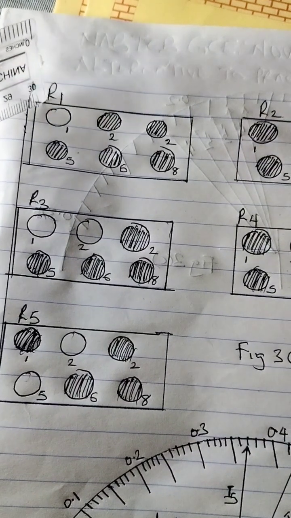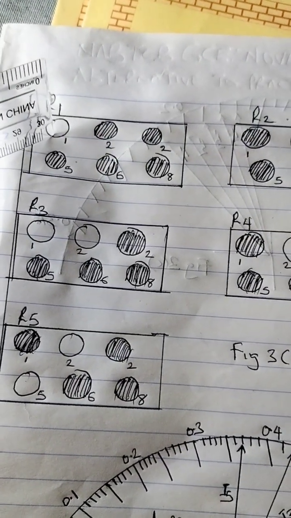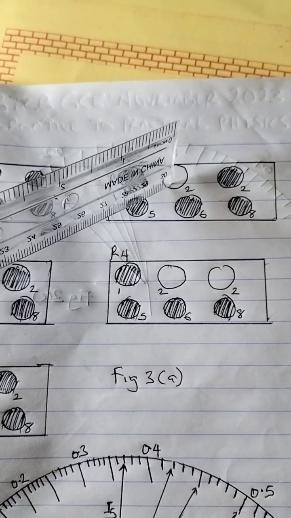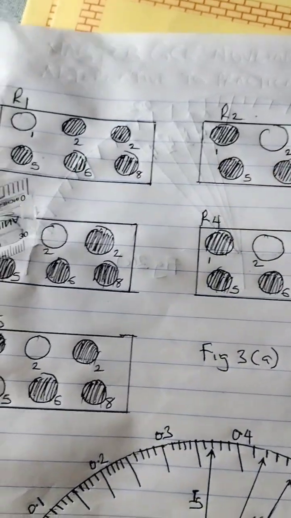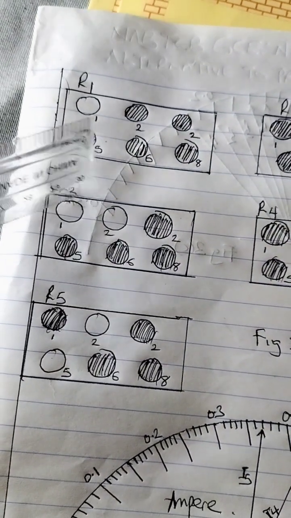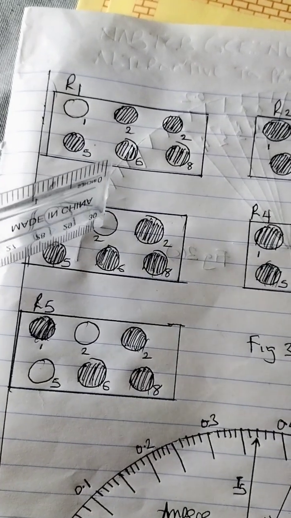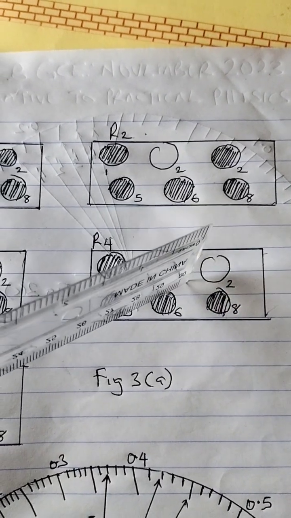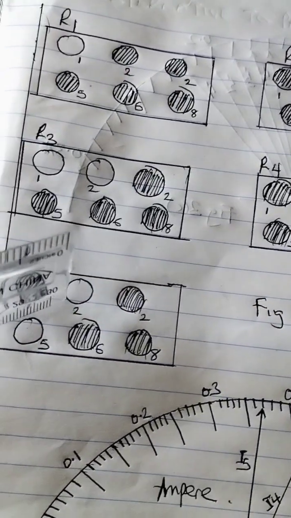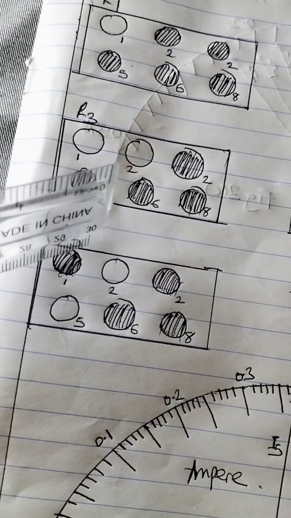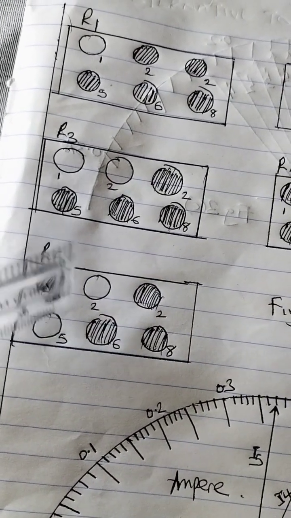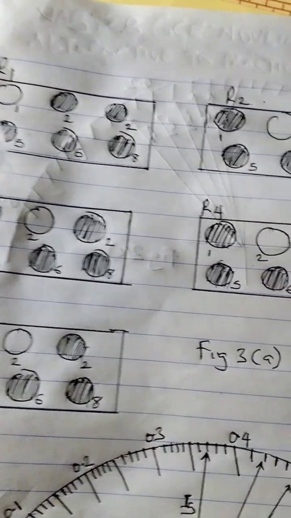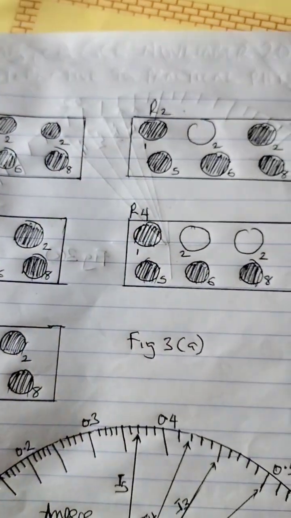For instance, the resistance of this first bus is 1 ohm, the unshaded circle. For R2, the resistance is 2 ohms, unshaded. For R3, we have 2 unshaded circles. We add the two of them, 1 plus 2, giving us 3 ohms. For R4, the resistance is 2 plus 2, giving us 4 ohms. For the fifth resistance, R5, it is 2 plus 5, the unshaded circles, giving us 7 ohms. So this is how we take a reading for the resistance bus. That is the values of R.